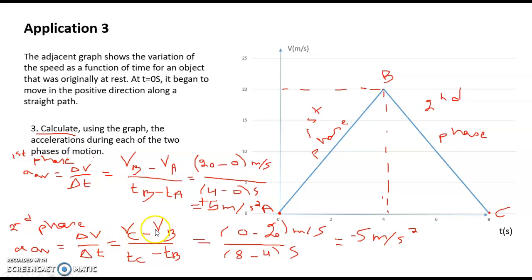However, in the second phase, upon applying the same rule, v_C minus v_B, the final state now is C, not B. So v_C minus v_B over t_C minus t_B: 0 minus 20 meters per second over 8 minus 4 seconds. So now we have minus 20 over 4, which is minus 5 meters per second squared. And this negative acceleration is expected because the speed is decreasing.